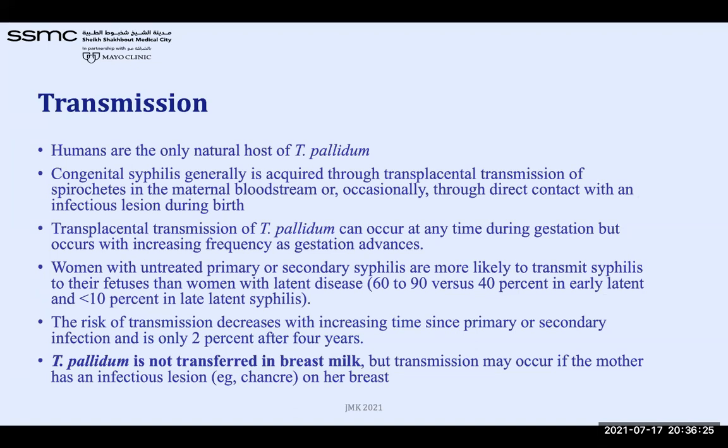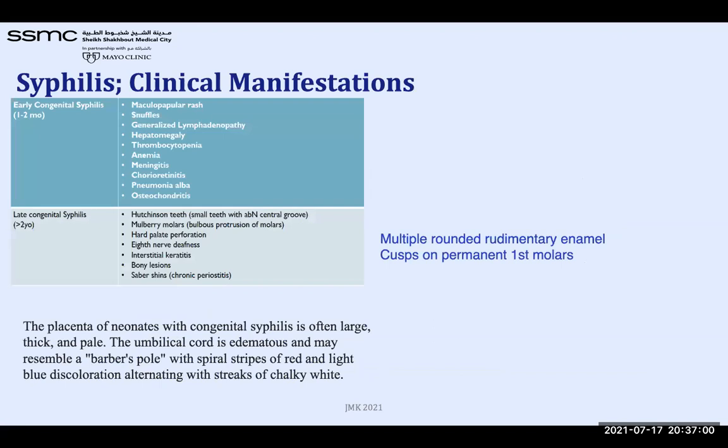Women with untreated primary or secondary syphilis are more likely to transmit the syphilis. The risk of transmission decreases with increasing time. So that's another peculiar thing about that. T. pallidum is not transferred in breast milk. So no infection is a contraindication for breastfeeding, but transmission may occur if the mother has a lesion on her breast. Of course, this is true for anything. But if there is no lesion on the breast, then you can easily ask the mother to feed the baby.